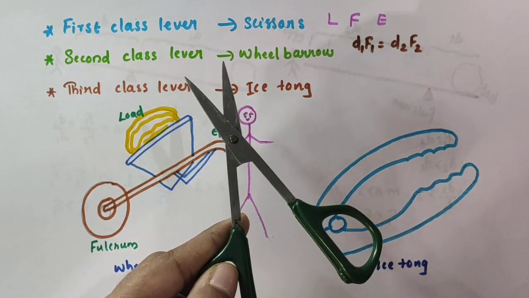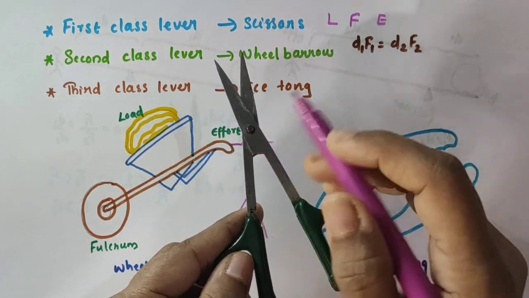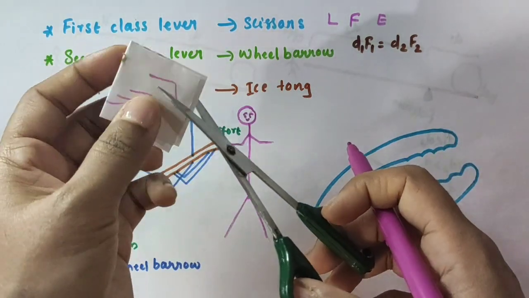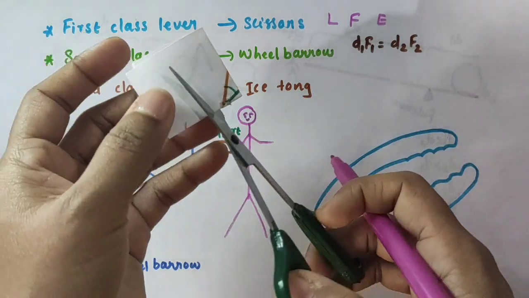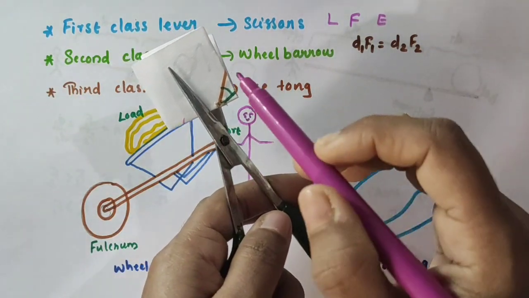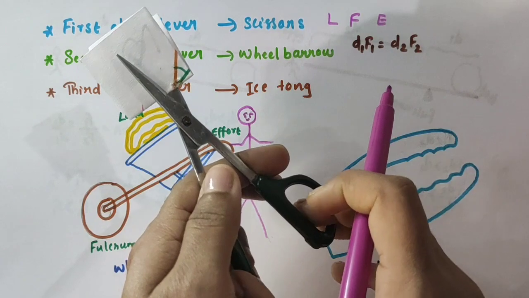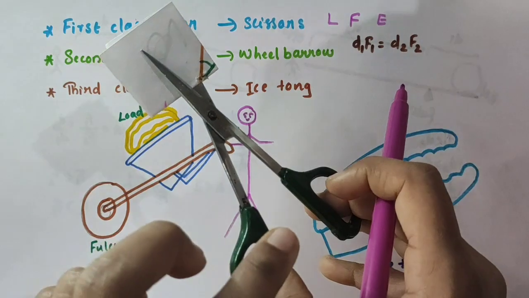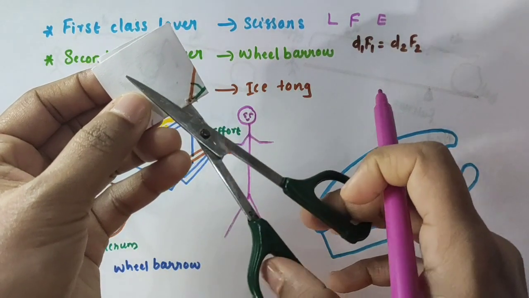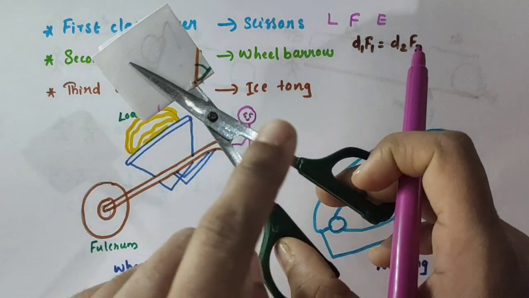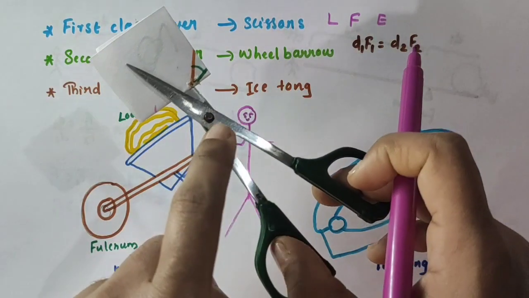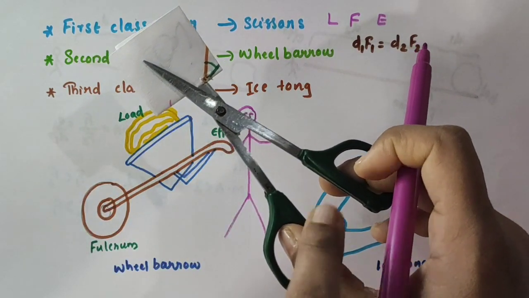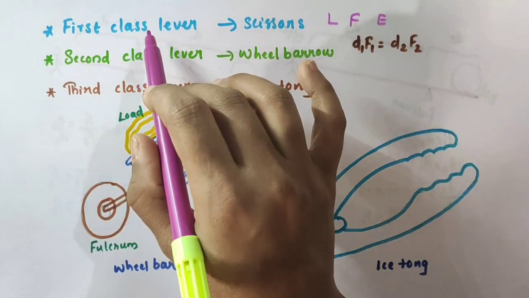For example, scissors. In the case of a scissor, the fulcrum is here. And load is the paper. I'm just keeping a paper here to cut it. So, load is the paper kept here. And to cut this, we will apply a force here. So load is here, fulcrum is here, and effort is here. So you see, load, fulcrum, and effort. Fulcrum is between the load and the effort. So, scissors is an example for first class lever.